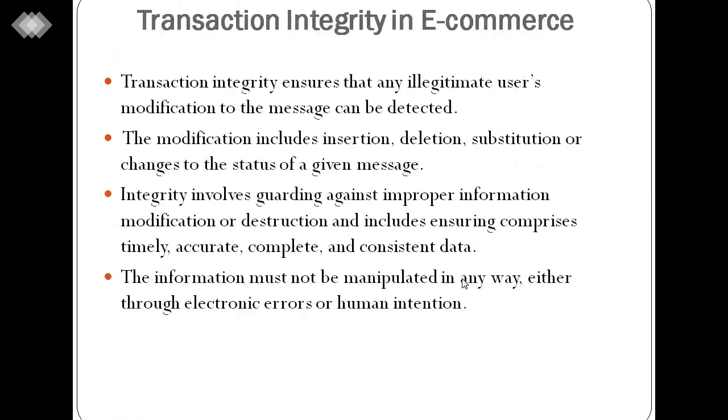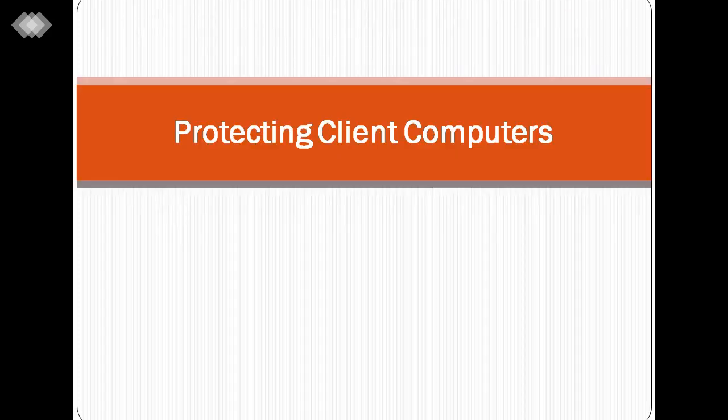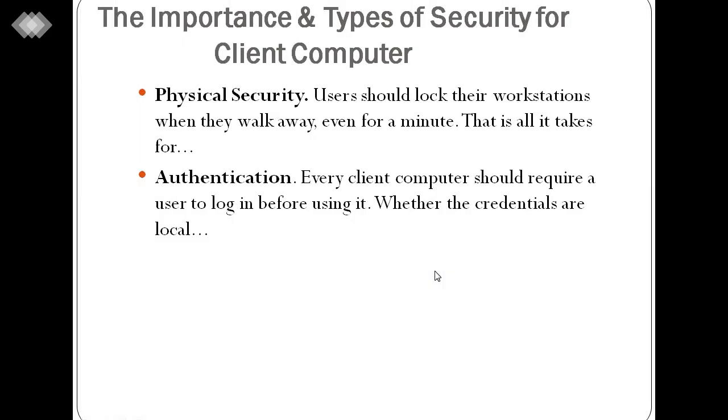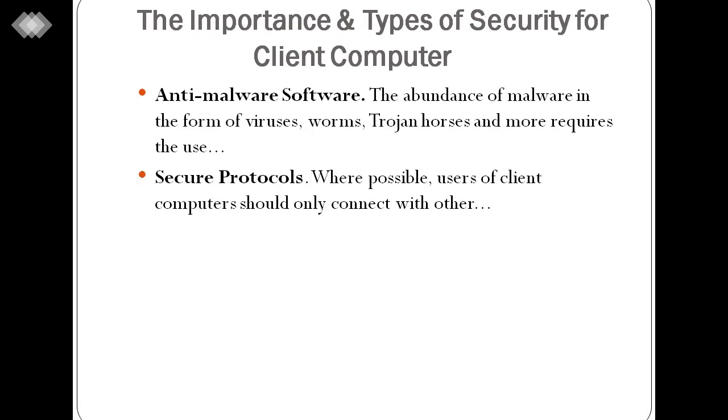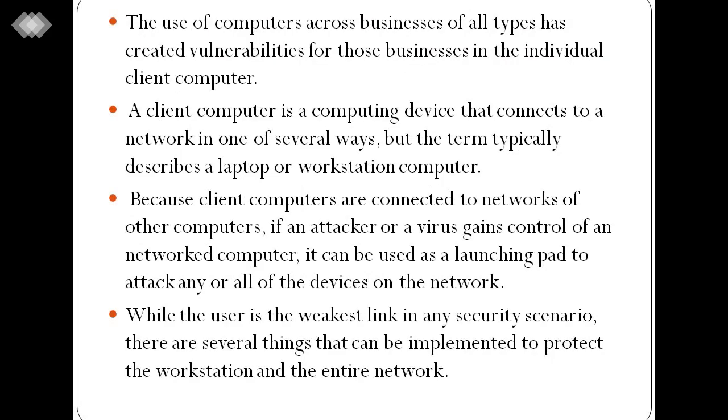Before closing this topic, let us briefly review what we have covered about protecting client computers. We have learned two types of security related to your client computer, physical security and authentication security, and next two are anti-malware software and secure protocols. A client computer is a computing device which connects to a network in one of several ways, such as a laptop or a workstation.